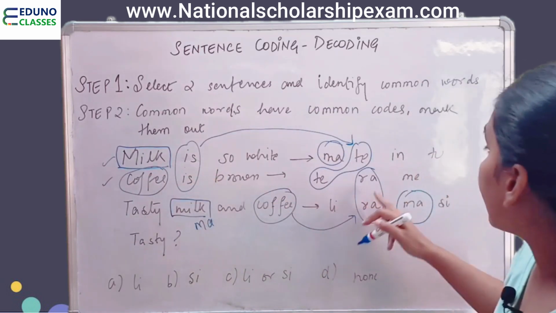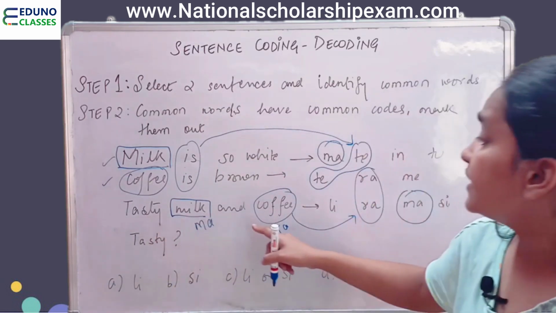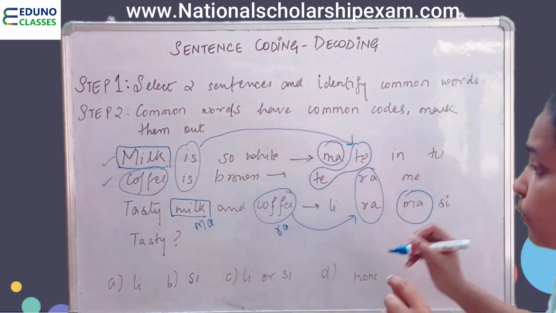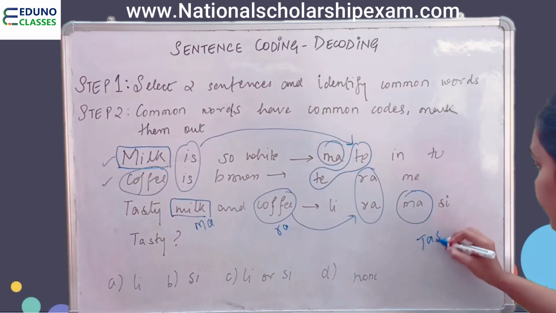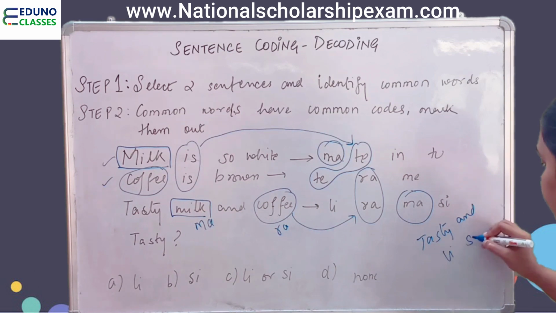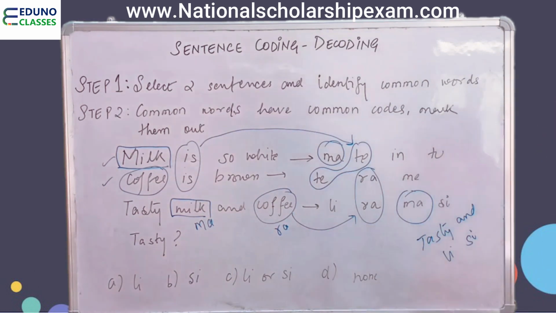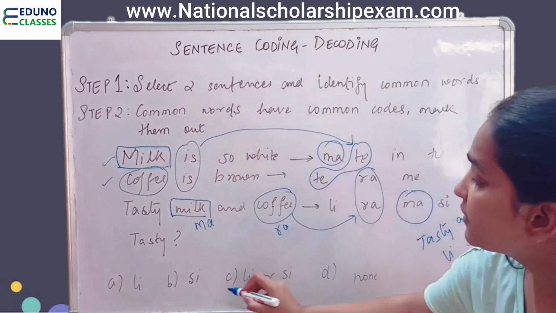Coffee is coded as ra. So the codes of tasty and the word and will be li and si. Tasty and are left, li and si, and we don't have any data to tell the specific code for the word tasty or and. So tasty will be either li or si. So the answer is li or si.